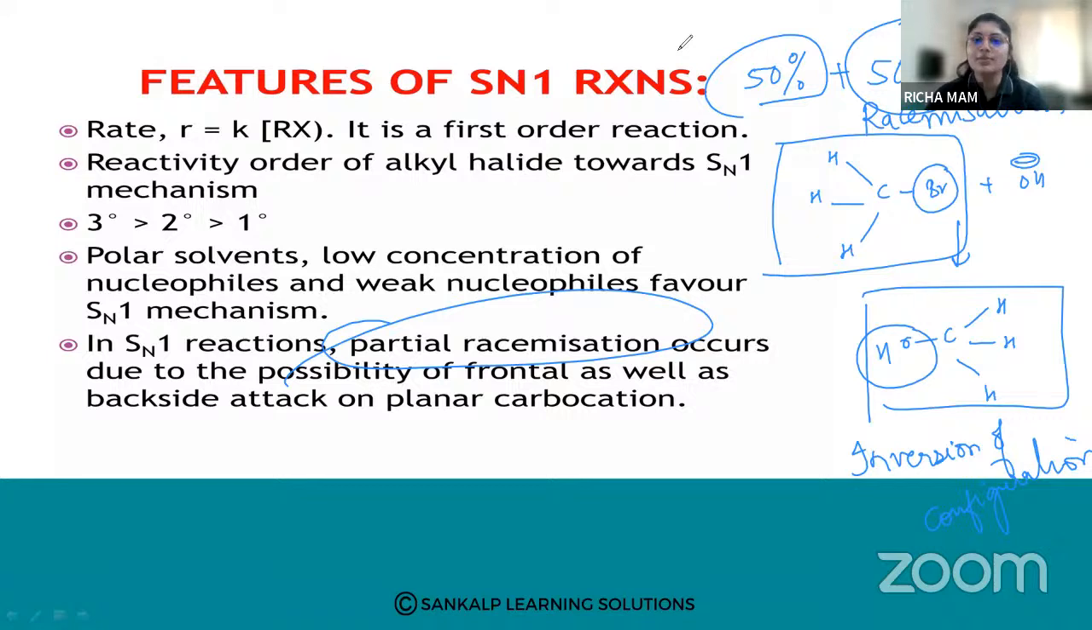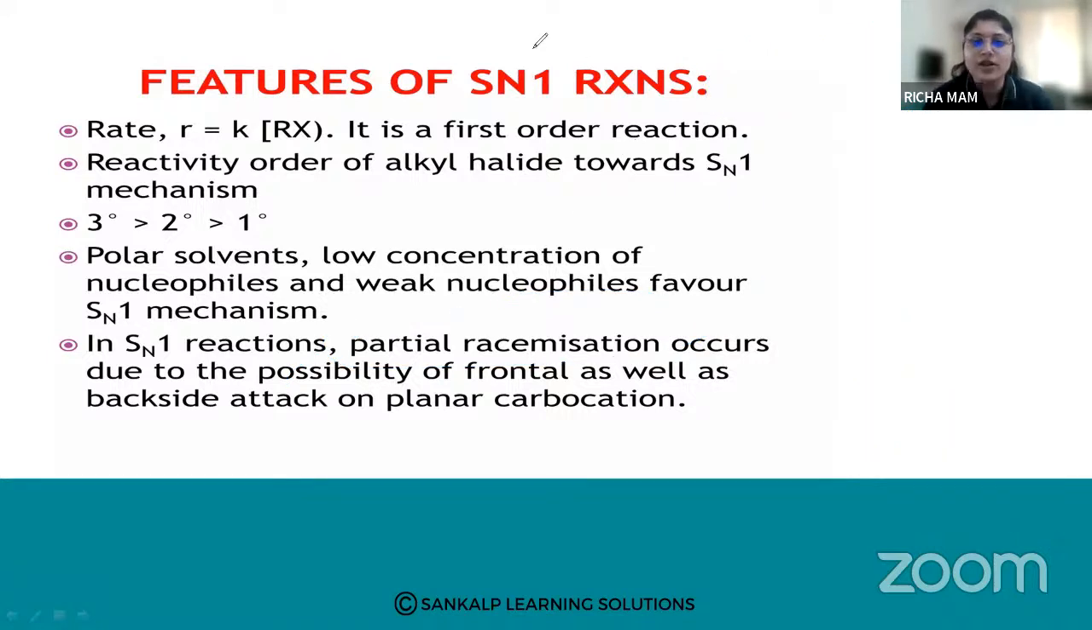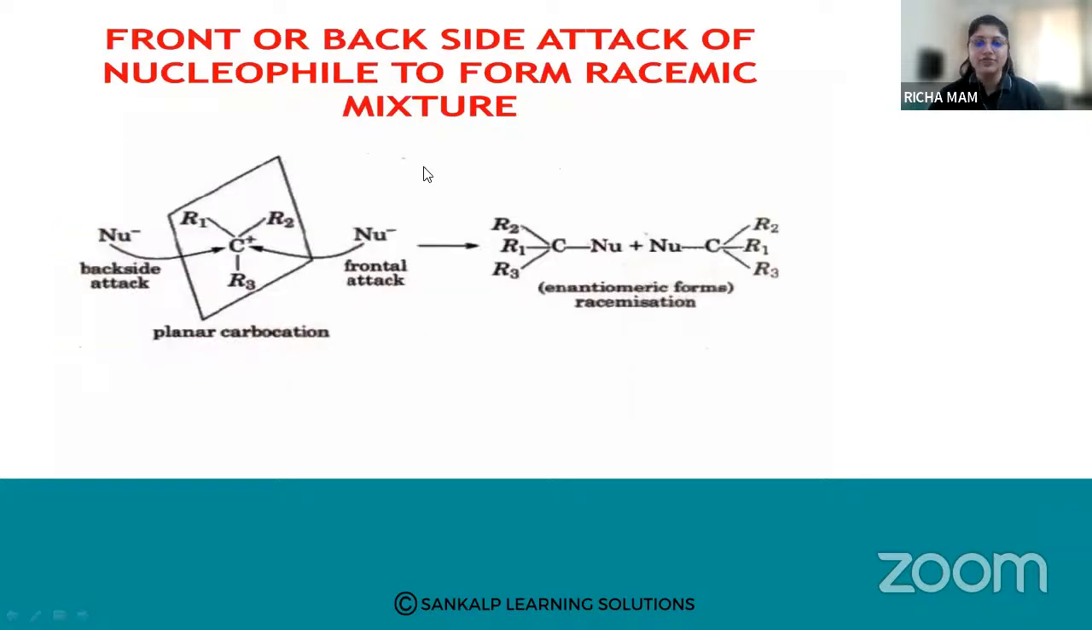This is the stereochemical aspect. Stereochemical means we are studying the arrangement of molecules in 3D form.